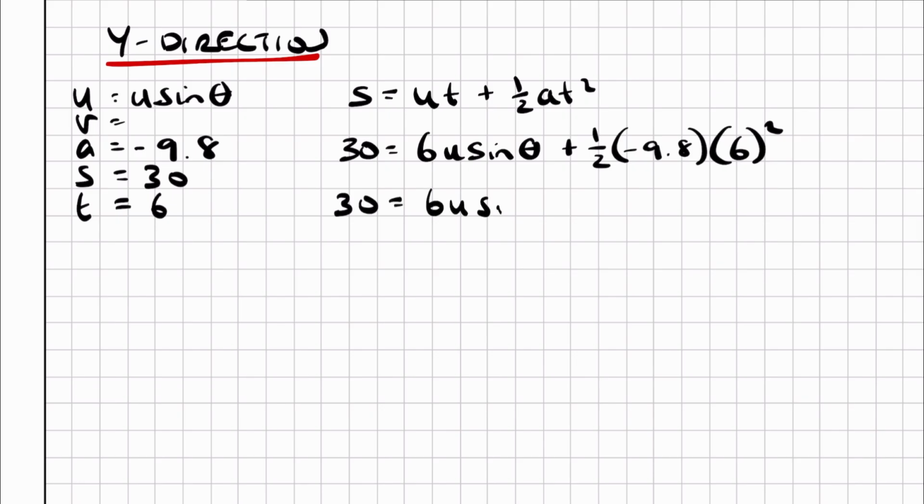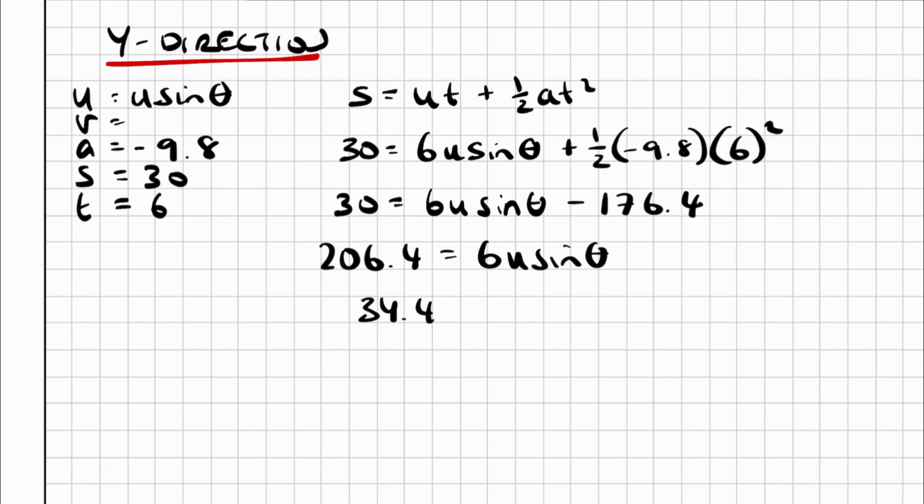6u sine theta. And grab your calculator, do that multiplied out, and I get it to be minus 176.4. I'm going to move that over to the left hand side and I get 206.4 equals 6u sine theta. Divide both sides by 6, I get 34.4 equals u sine theta. I'll make u the subject. How do I get u alone?